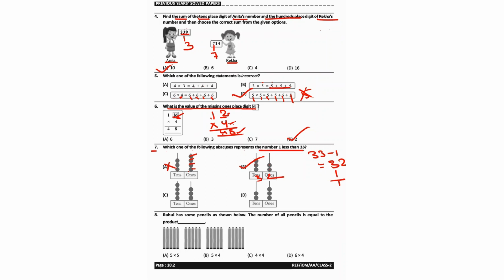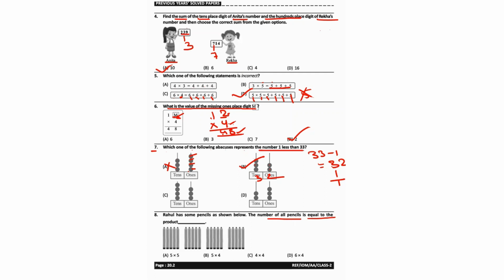Okay, everyone. Moving on to the 8th question. Rahul has some pencils as shown below. The number of all the pencils is equal to the product. If you add up all the pencils, what shall be the product? This is again a scenario of multiplication or where you need to find it in the form of expression.